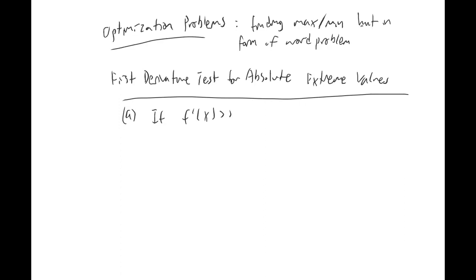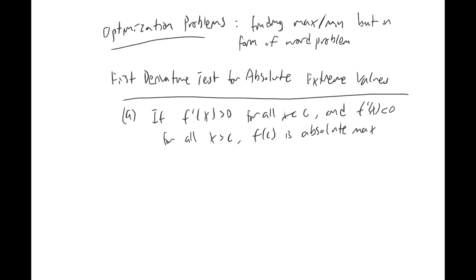So if f prime of x is bigger than 0 for all x less than c, and f prime of x is less than 0 for all x bigger than c, f of c is an absolute max. Makes sense, right? Because if before c you're always increasing, like always, right? Because f prime of x bigger than 0 means you're increasing. So if you're always increasing before c and always decreasing after c, you must be the absolute max, right? So this is for everything past c, right?